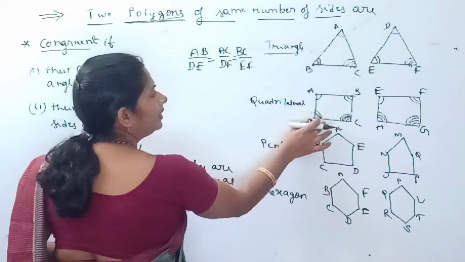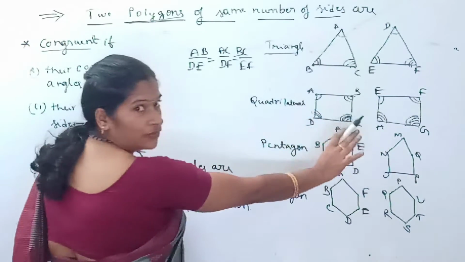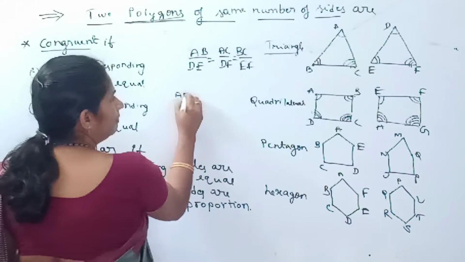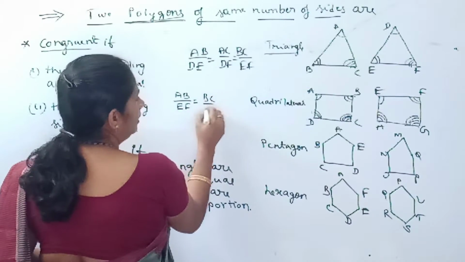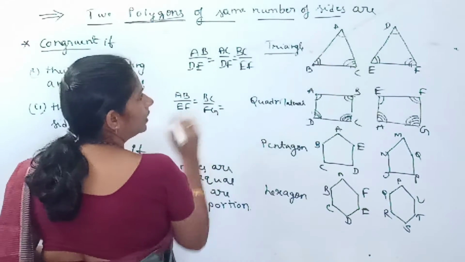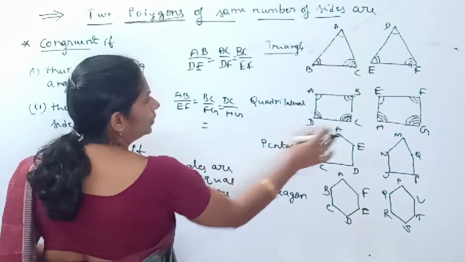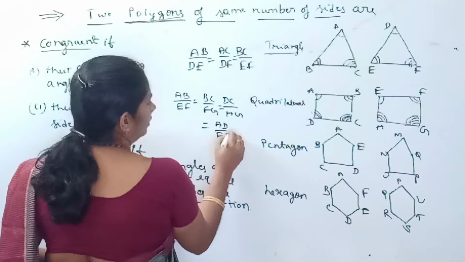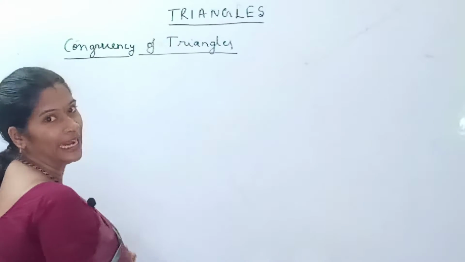If you take quadrilateral, then corresponding angles are equal. Then corresponding sides are in the same ratio, means AB by EF equal to BC by FG, which is the corresponding side of BC, equal to DC by HG equal to AD by EH.